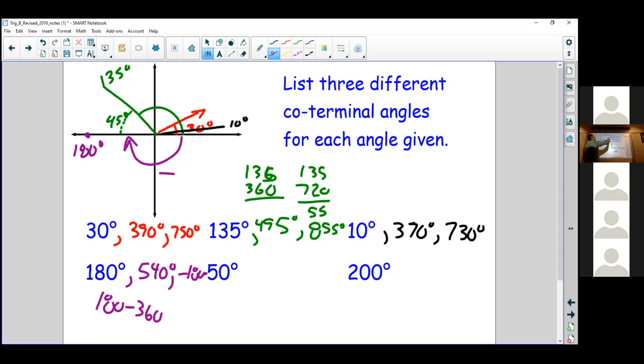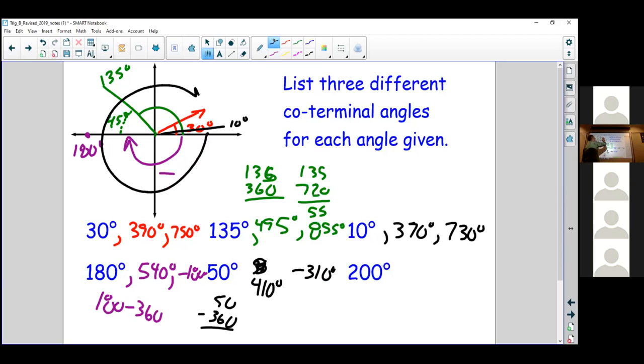50 degrees. Again, let's start doing some negatives. So if I add 360, I'm going to go 360 plus 50, which is going to give me 410 degrees. Well, let's go 50 minus 360. So that's going to give me negative 310 degrees. That would mean I would be going this way. Okay. Then 200 degrees, I could add 360 to it. So I get 560. I could subtract 360 from it. So I get negative 160, excuse me. Again, the negative refers to that I'm going clockwise. The positive means I'm going counterclockwise.